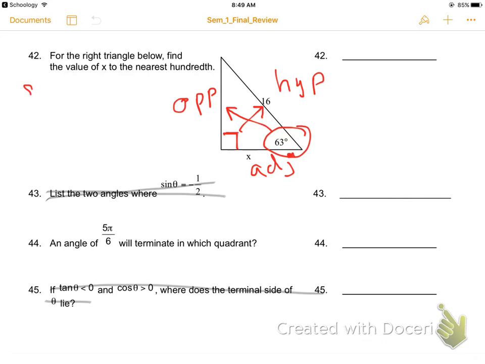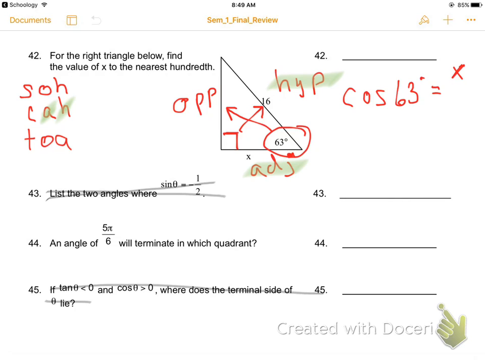Okay, and if you use our little saying, SOH CAH TOA, and if you look, I know the hypotenuse and I want to know the adjacent. So what uses adjacent and hypotenuse? The cosine. So I set up my trig function. The cosine of my angle, which is 63 degrees, equals the adjacent, so x, over the hypotenuse, which is 16.